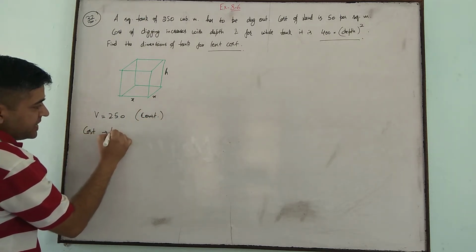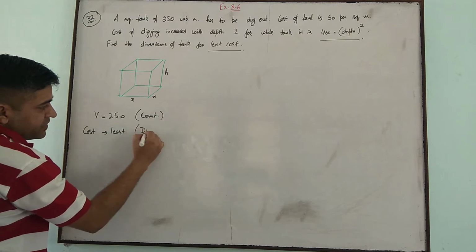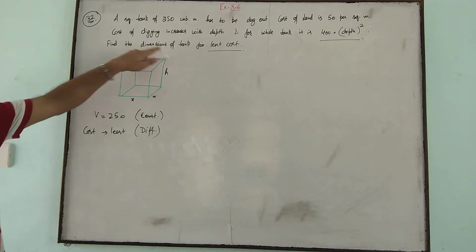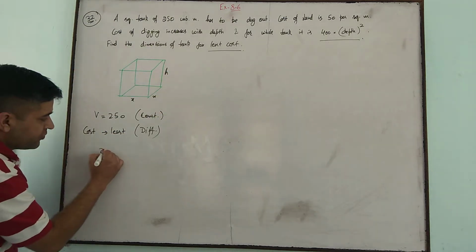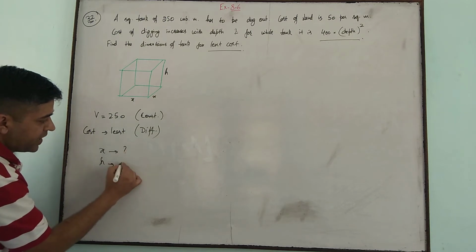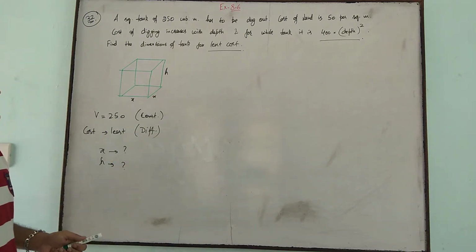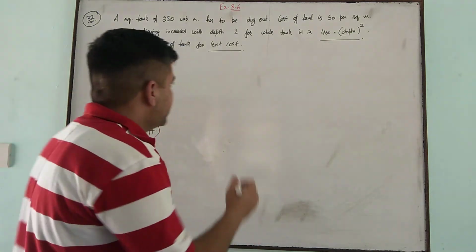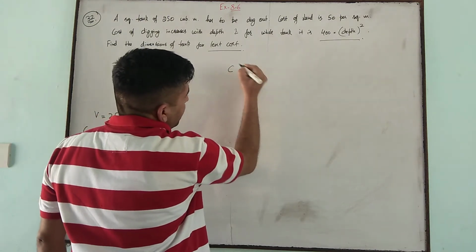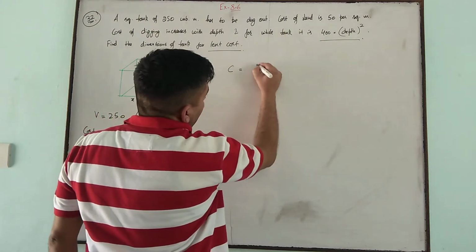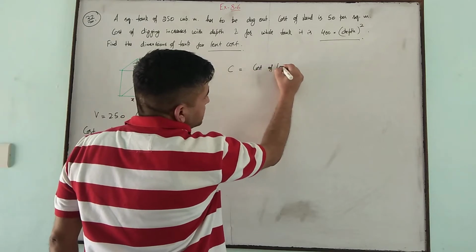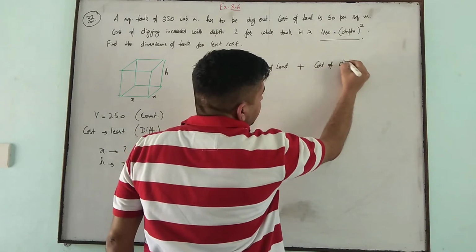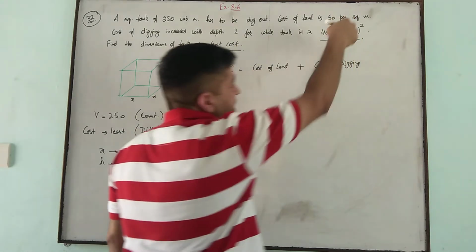Cost least, minimum, that means we need to differentiate the cost, right? Find its dimensions means x and h you need to find for the least cost. Now cost will include two things. One is its cost of land, means it depends on area, plus cost of digging, and digging cost depends on the depth.